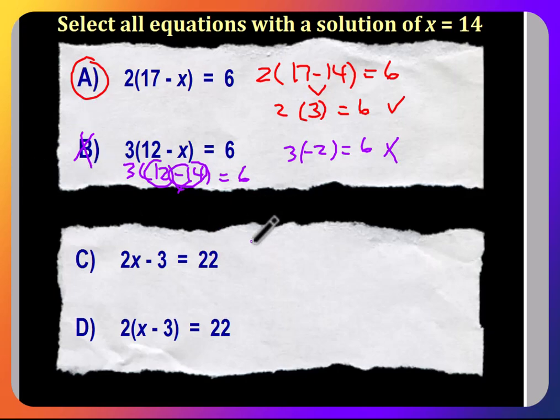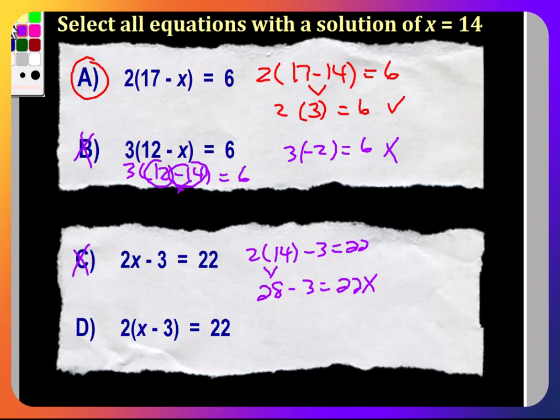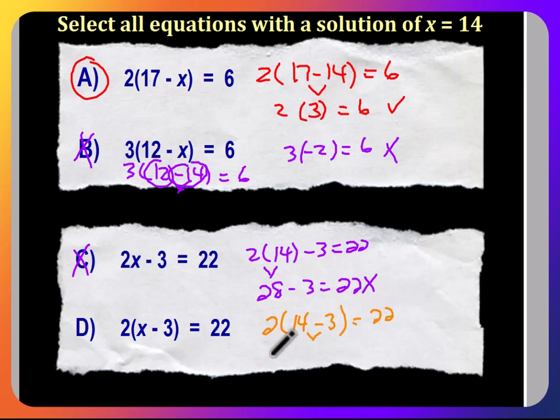Okay, so we keep doing the same thing. 2 times x, substitute 14 for x, minus 3 should equal 22. Multiply first, 2 times 14 is 28, and 28 minus 3 equals 25, not 22. So C is not a solution. And the last one, 2 times, substitute 14 for x, minus 3 equals 22. Parentheses first, 14 minus 3 is 11. Does 2 times 11 equal 22? Yes, it does. So A and D, x equals 14, is the solution for the equations for A and D. Okay, great job, Bobcats.